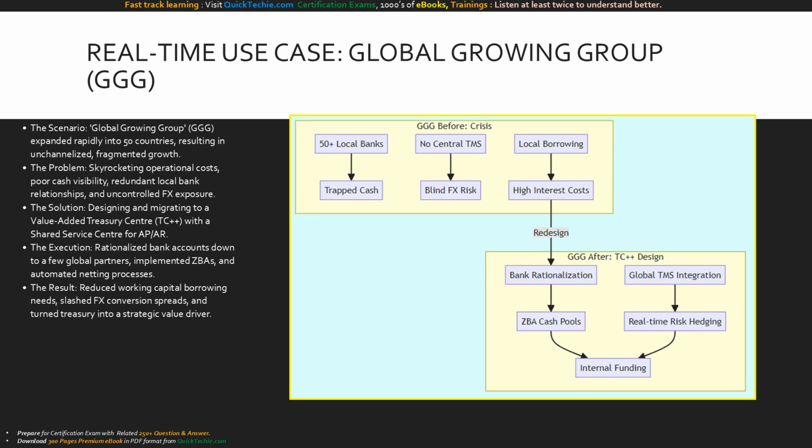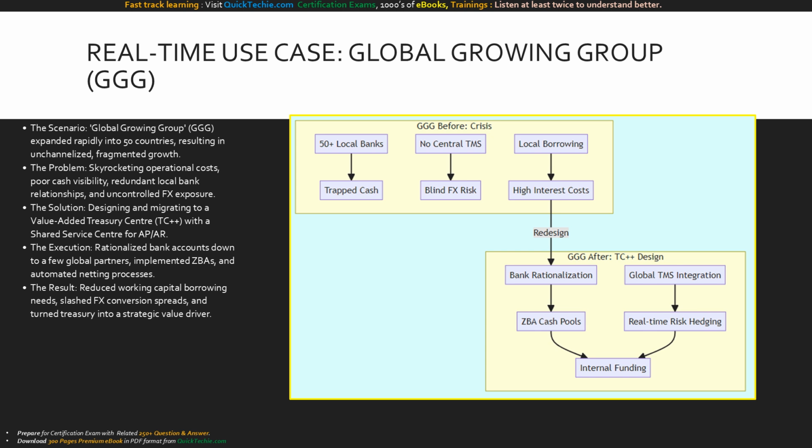Our solution was a comprehensive treasury redesign. We architected a migration from a totally decentralized setup to a value-added treasury center, a TC++, supported by a shared service center for payables and receivables. We rationalized their banking structure, moving from dozens of local banks to a few strategic global partners. We implemented ZBA sweeps to concentrate cash centrally and introduced multilateral netting to reduce the sheer volume of cross-border FX transactions. The result was transformative. GGG drastically reduced their external borrowing by utilizing internal liquidity, slashed their FX conversion costs, and gained real-time control over their global risk.